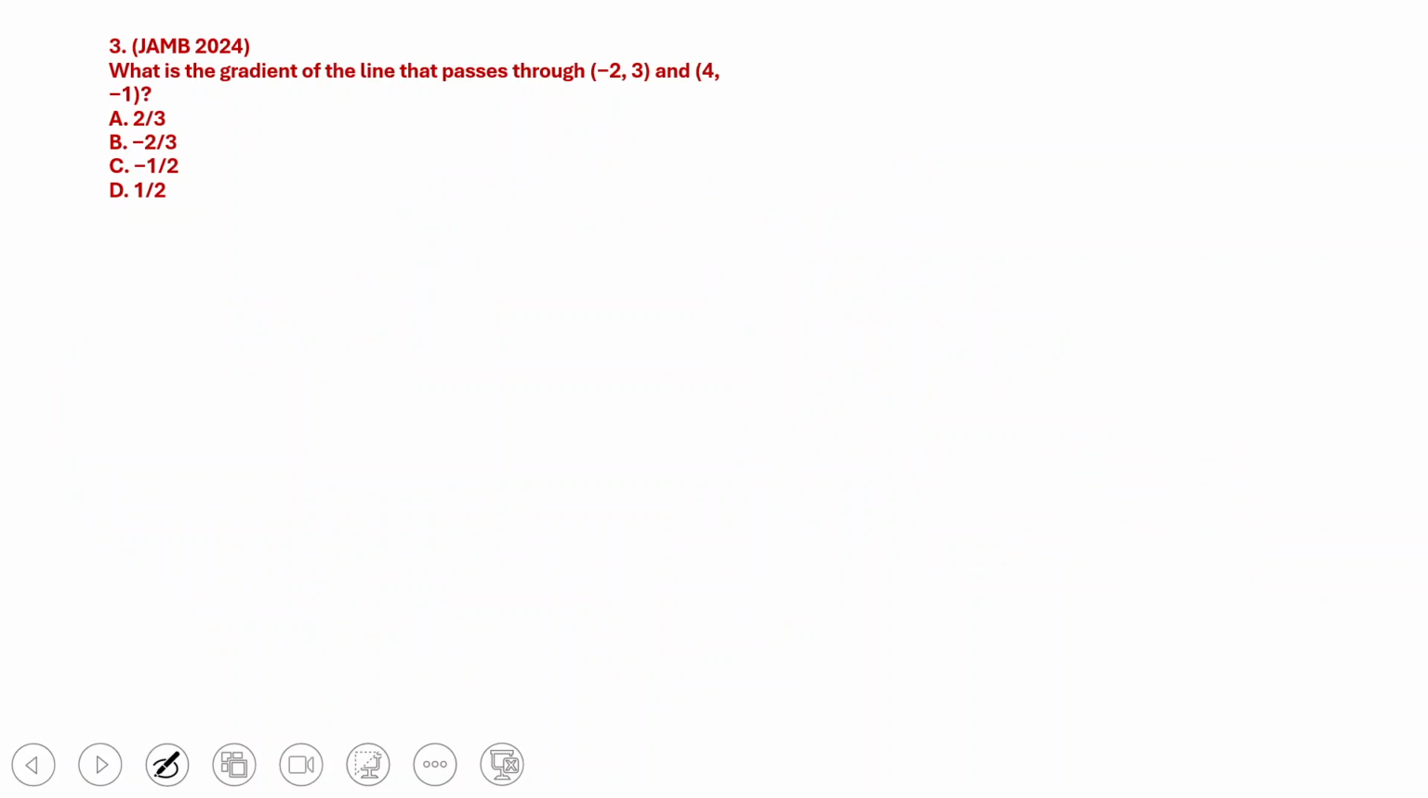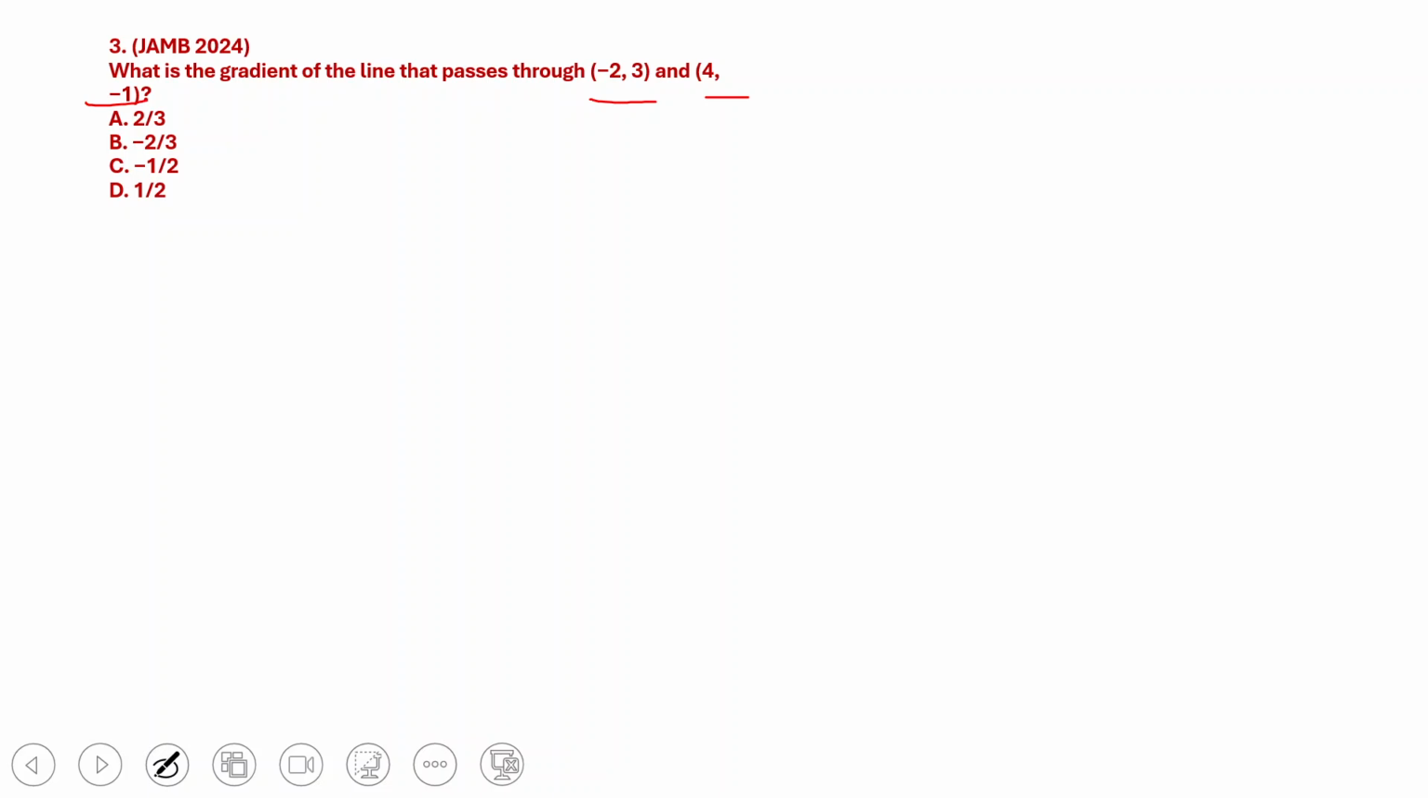Okay, so we go to the next question, number 3, 2024. It says, what is the gradient of the line that passes through coordinates -2 and 3 and coordinates 4 and 1? Mind you, always you have the set of coordinates.